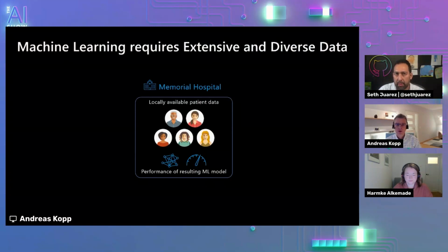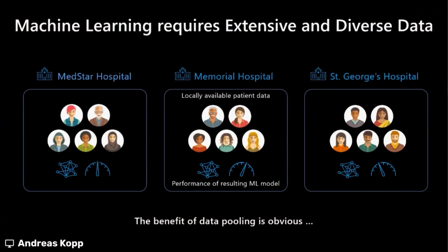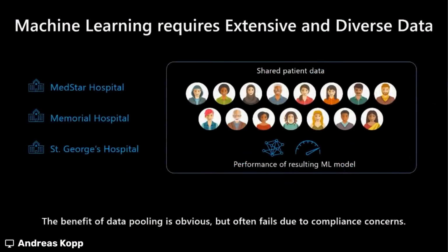But of course, this hospital here is not the only hospital. There are other hospitals who have similar data and also similar problems. So it would make sense to combine the data. An obvious way would be to put all this training data together, to pool it, and then train a joint machine learning model. And you could expect that the coverage is better. It's more training data, it's more diverse. So the overall model that would result from a joint training would likely be much, much better.